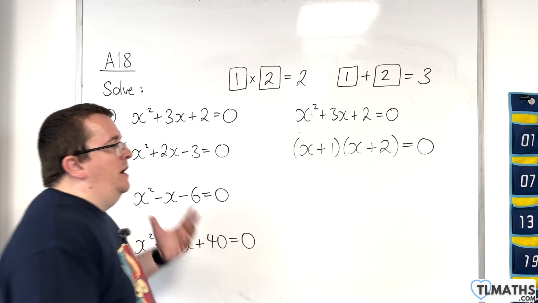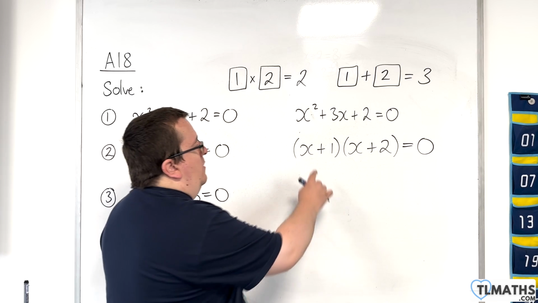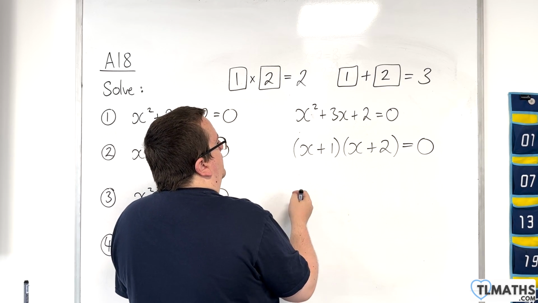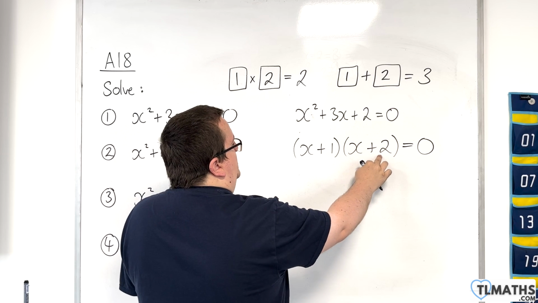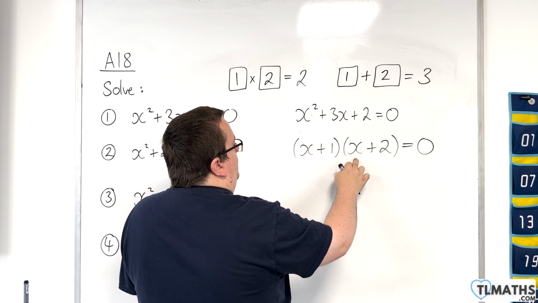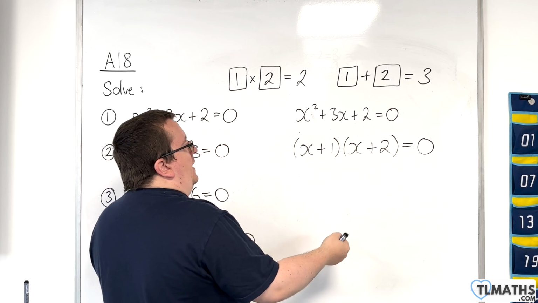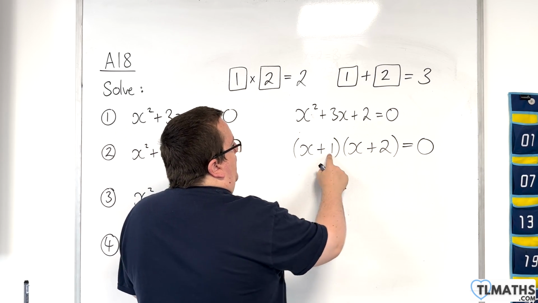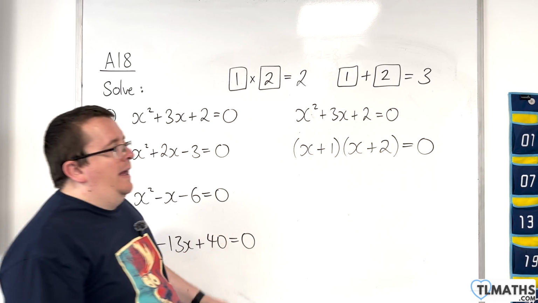Now, of course, you can double check that and go, right, well, if we expand the brackets, we get x times x, which is x squared. We have x times 2 and 1 times x. So you get a 2x and a 1x. So 2x plus an x is 3x. And then you have 1 times 2 is 2. So yeah, it works.